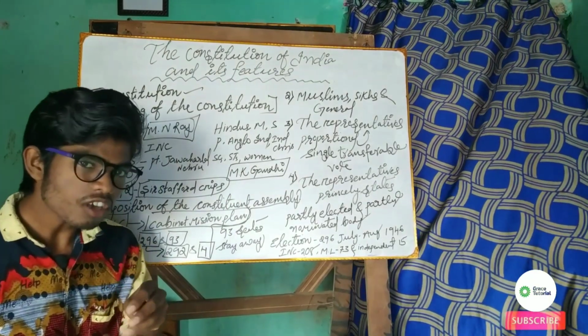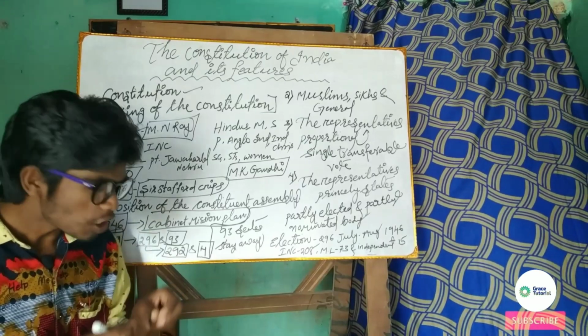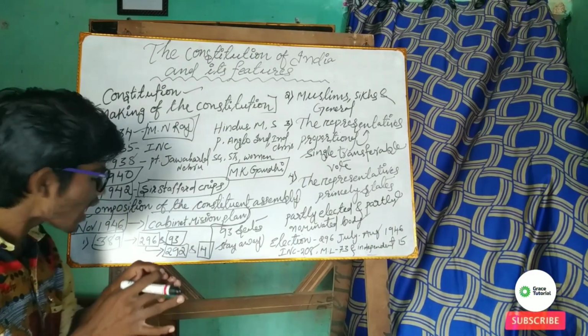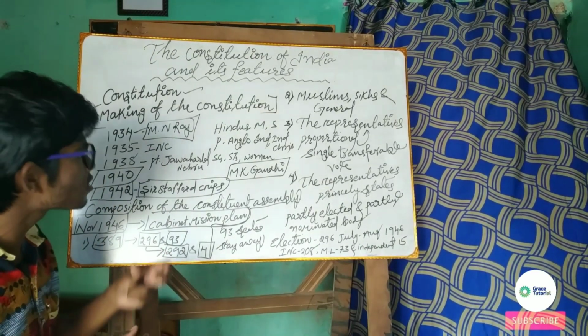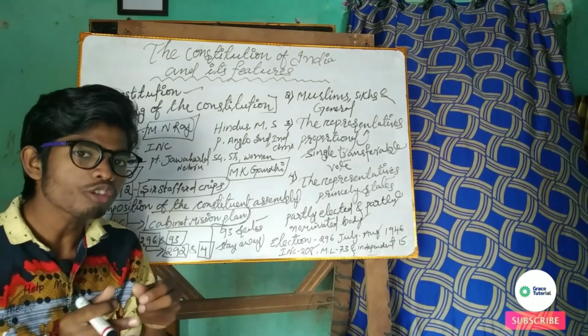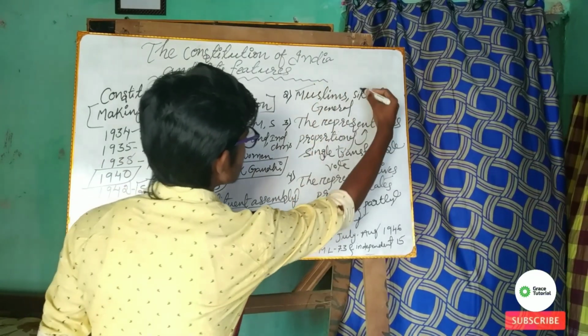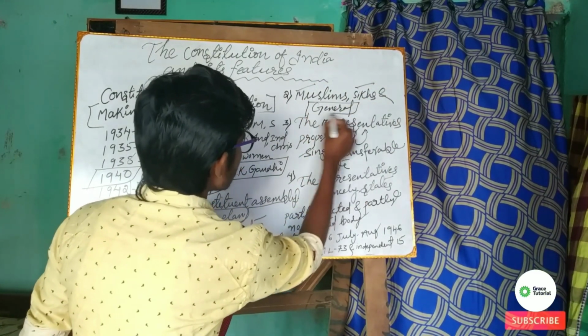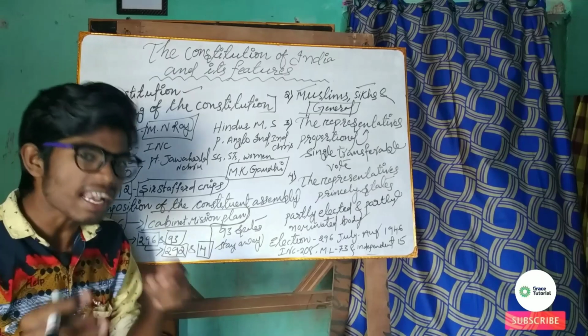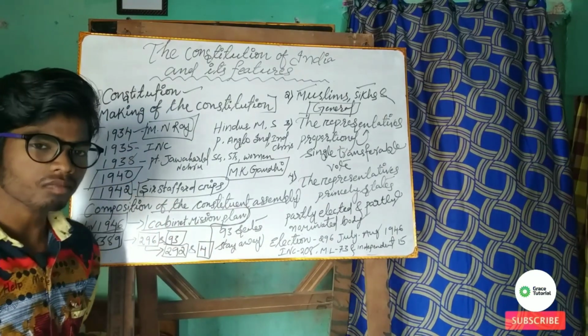Feature number 2. The 296 seats which were allocated to the British Indian provinces were to be divided among the three principal communities: Muslims, Sikhs, and the general. Here the general refers to all others except the Muslims and the Sikhs.